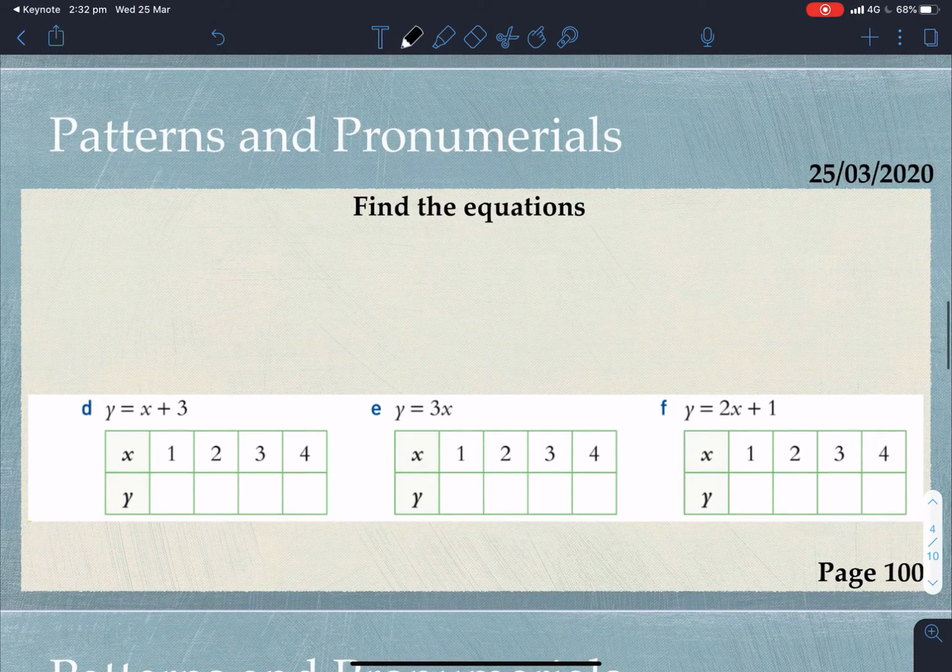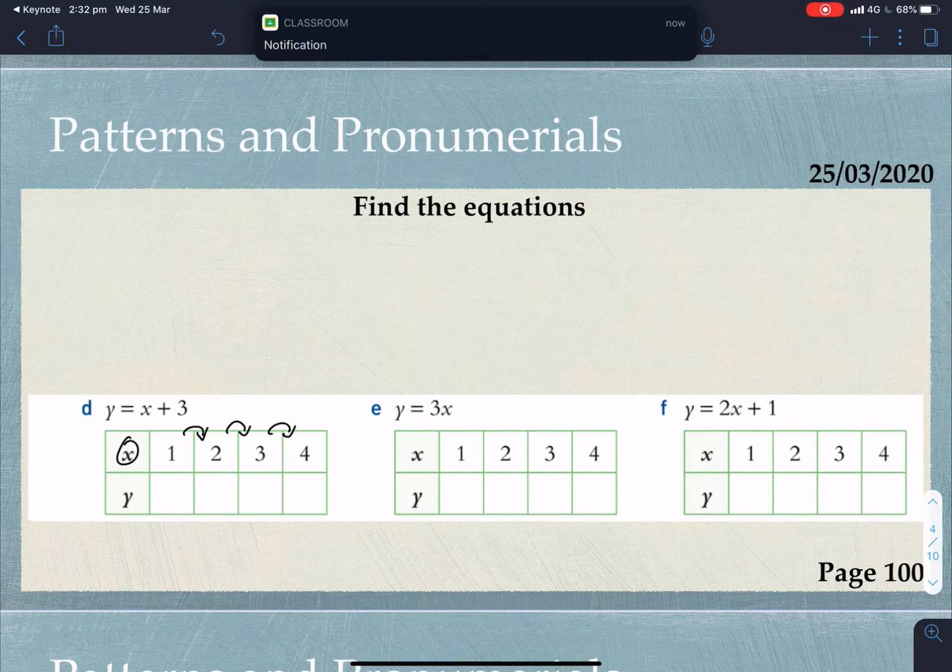Again, I'm going to quickly explain this again. So those go up by 1 here. So that's important. x has to go up by 1 in order to make it work. So let's do substitution of this one first. So 1 plus 3 is 4. 2 plus 3 is 5, 3 plus 3 is 6, 4 plus 3 is 7, okay?